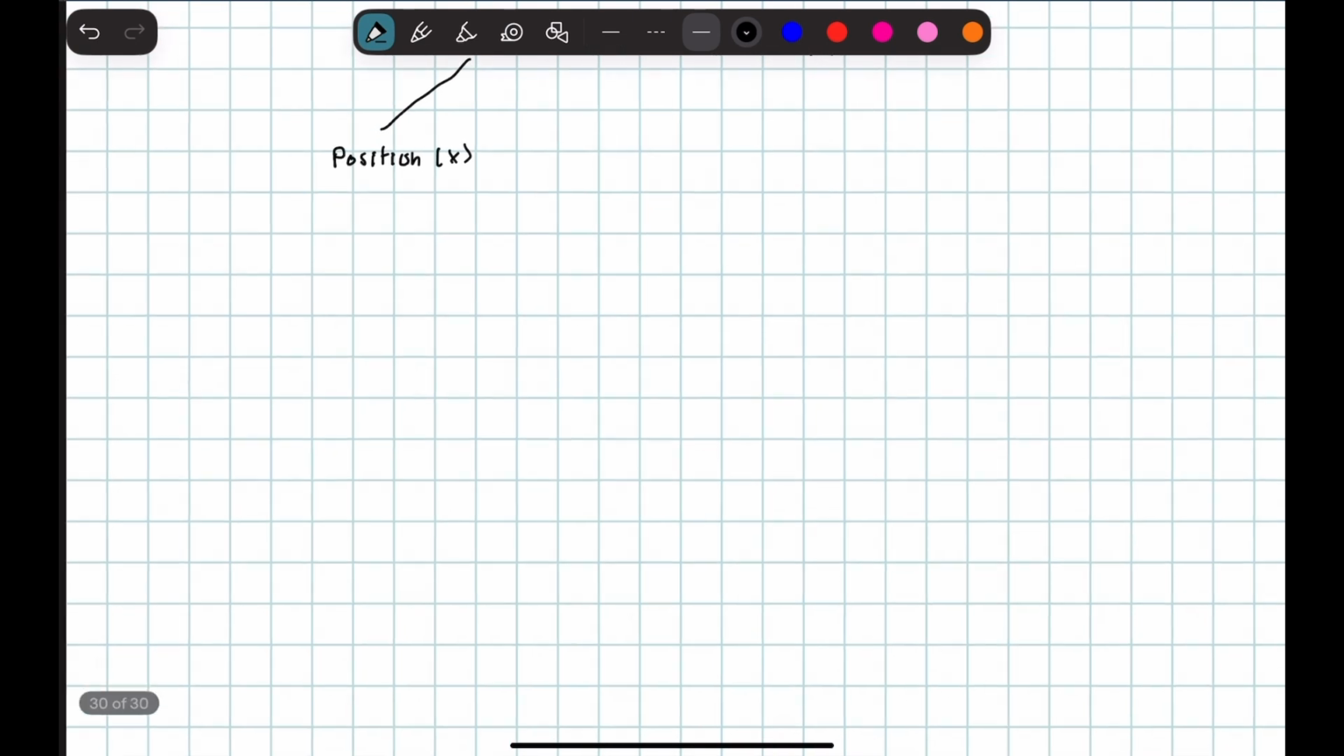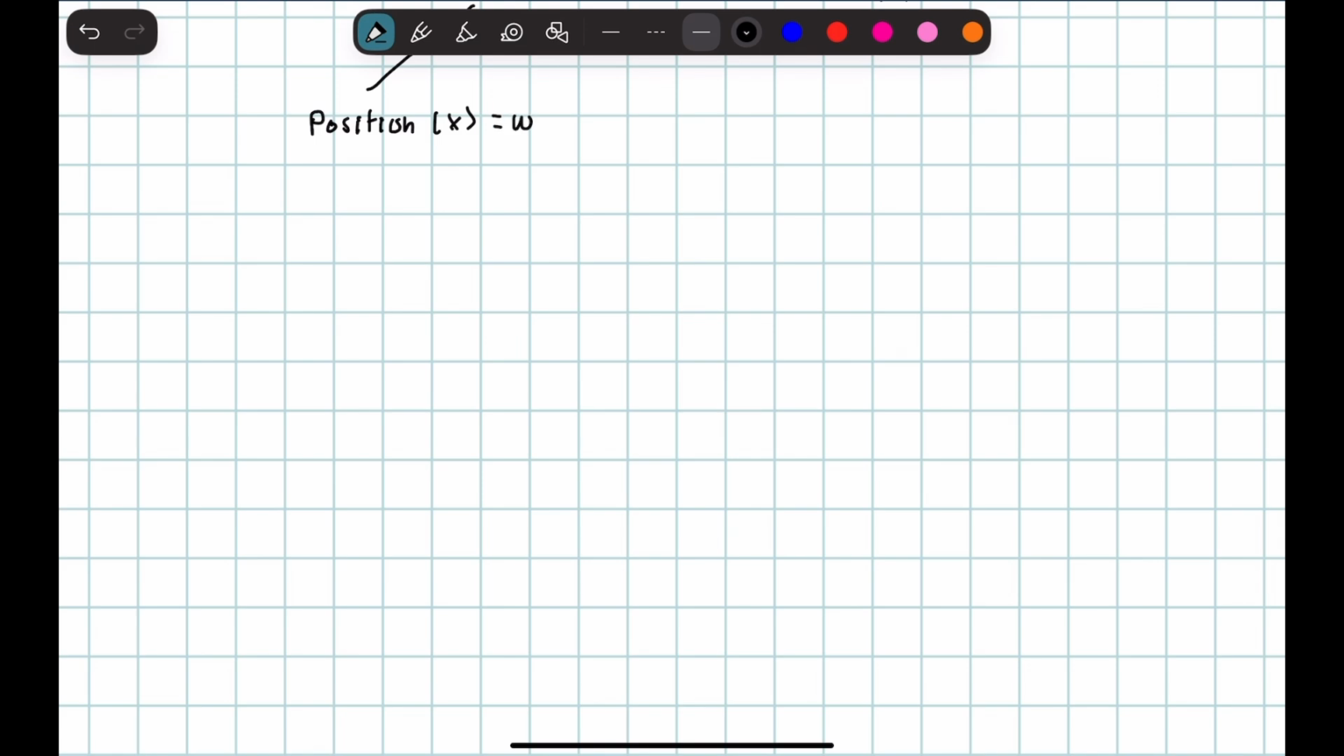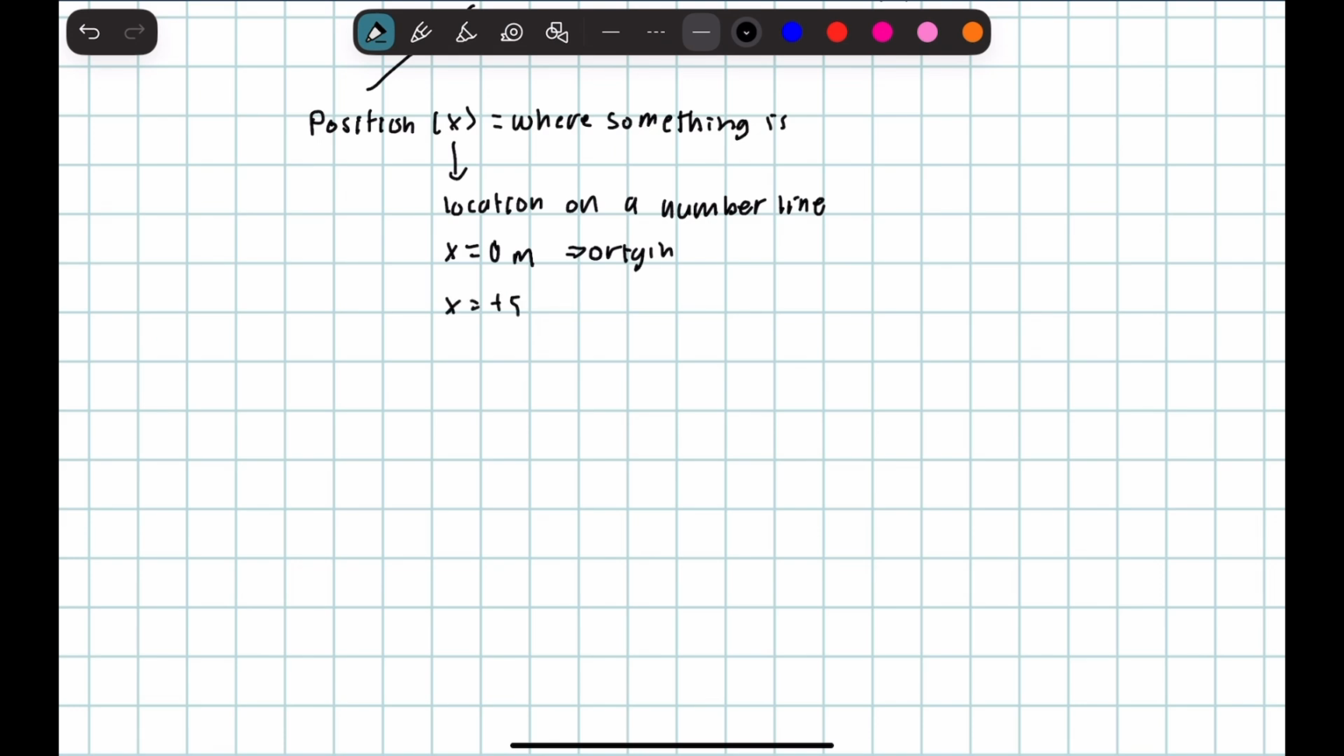And in motion, we measure position. What is position? It's where something is. So think x. That's your location on a number line. Think x equals 0 meters, you're at the origin. x equals positive 5 meters, you're 5 meters to the right.